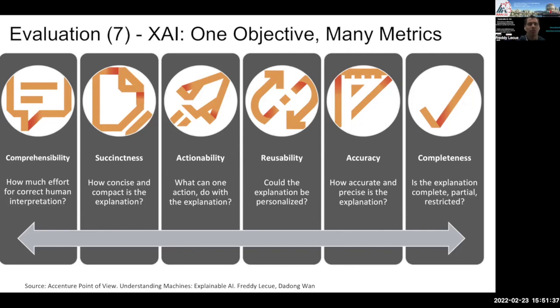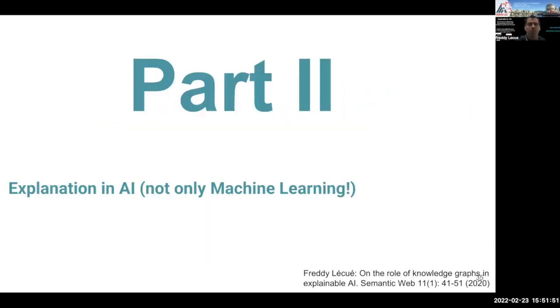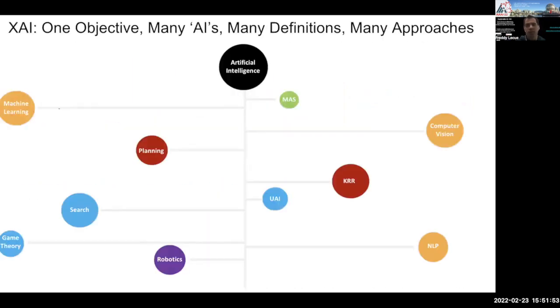It's not technology for technology's sake. It's really exposing proper explanation to be actionable and comprehensible in a broad sense. So explainability in AI is not only machine learning.